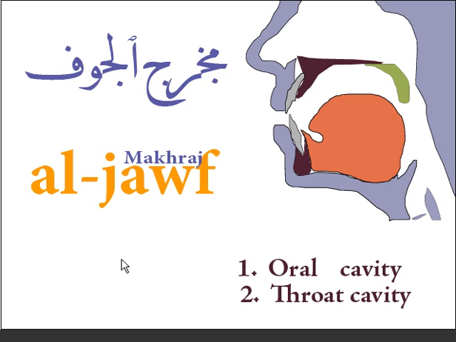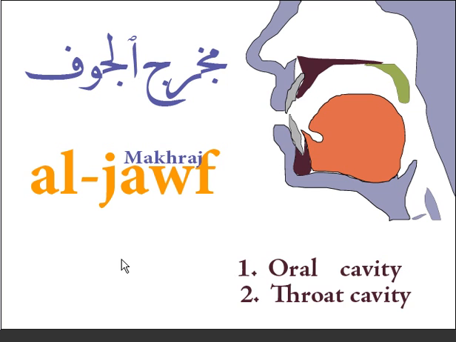Now in this makhraj, these letters are muqaddar. Muqaddar means they are estimated. They do not have really a point. These 3 letters which I'm going to mention, and the ulama mentioned, makhraj al-jawf, which represent the oral cavity and the throat cavity.